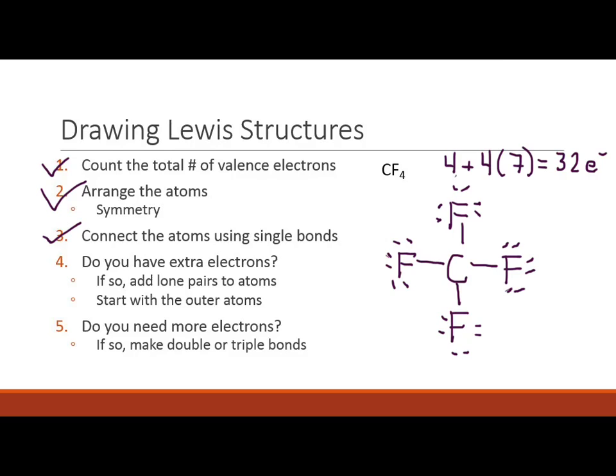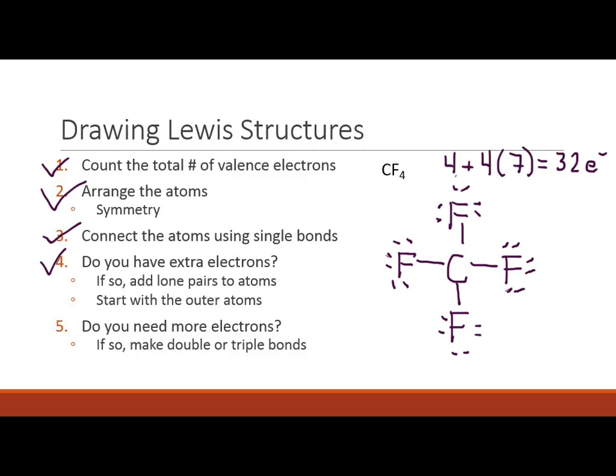If I count my electrons, I'm going to do this in a different color just to illustrate. Okay, I have 2, 4, 6, 8, 10, 12, 14, 16, 18, 20, 22, 24, 26, 28, 30, 32. So I've used exactly 32 electrons, which is perfect. I've used them all up, which is wonderful. Now, I don't have any extra electrons, right? So that means I'm done with step 4.